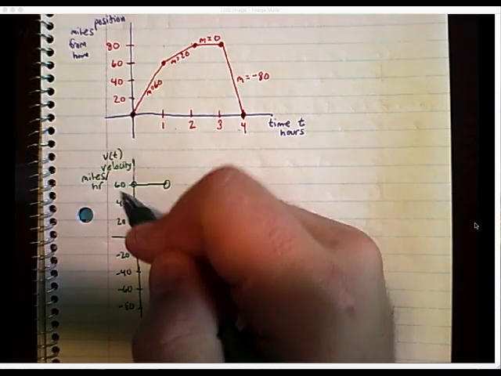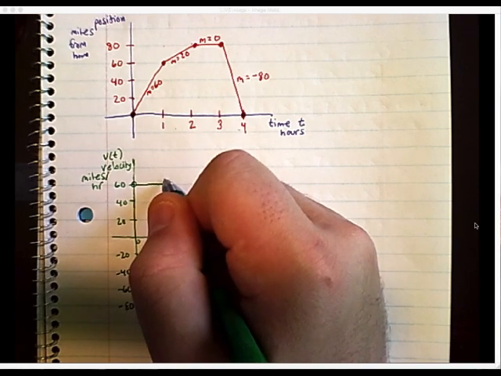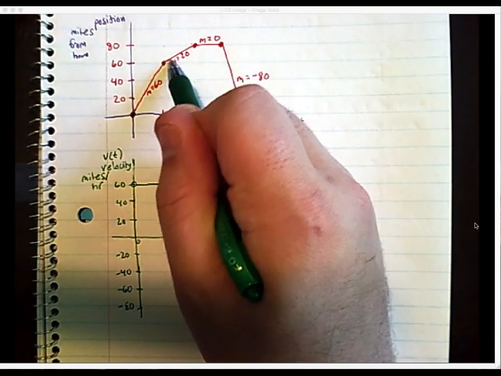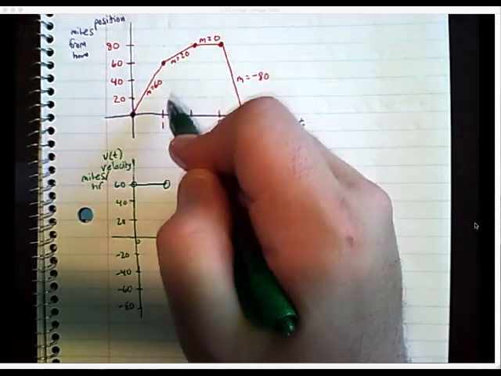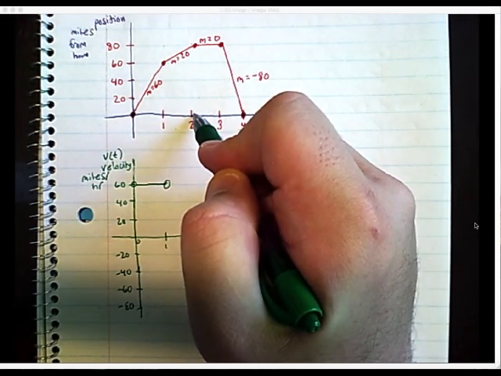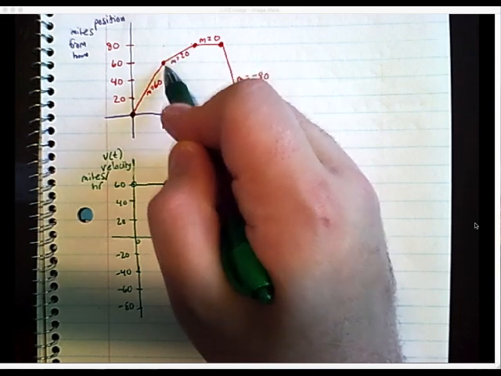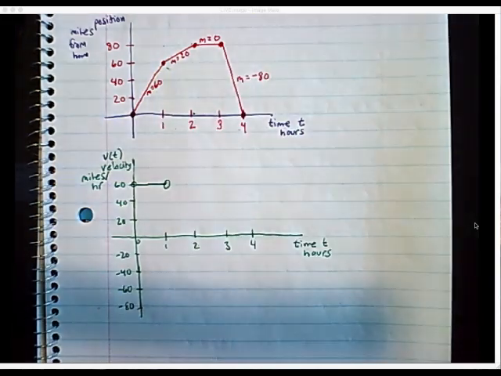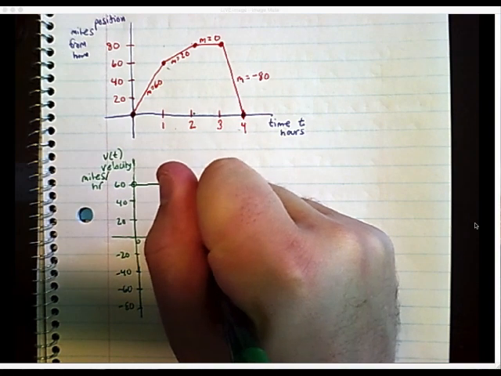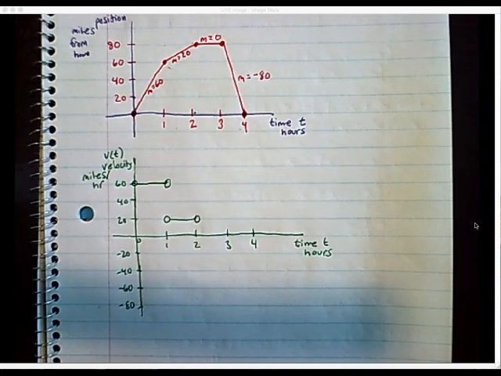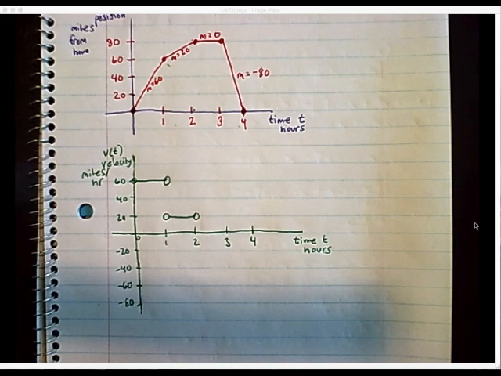Now, why do I put open circles there? Because this is a hard corner. Over the next hour, between 1 and 2 hours into the trip, I'm only going at a speed of 20 miles per hour. So my velocity is 20 miles per hour. So that would be that part of the graph.